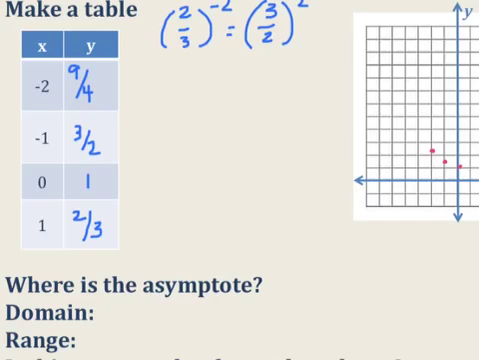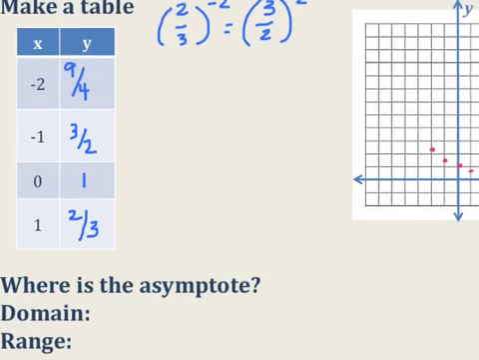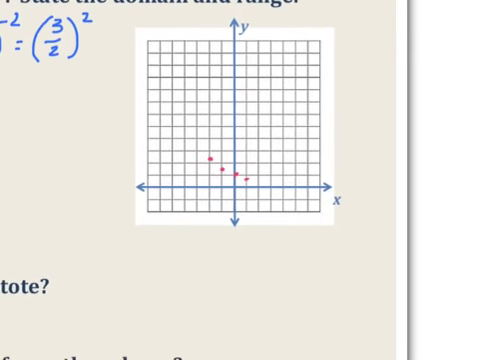Now those 3 points probably would have been good enough knowing that my asymptote is the x-axis, but it never can hurt to have more points. So we've got our points plotted, and we can now connect our dots. Remember, it's going to be kind of steep, like that.